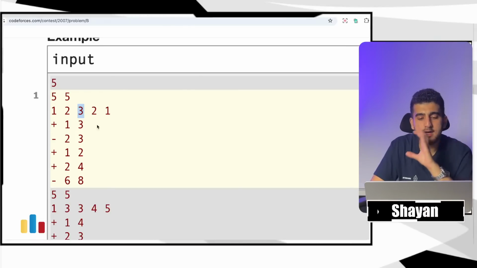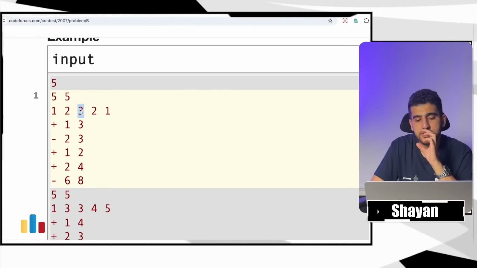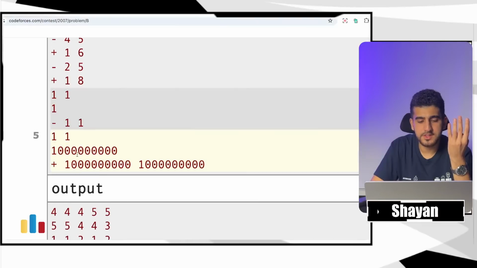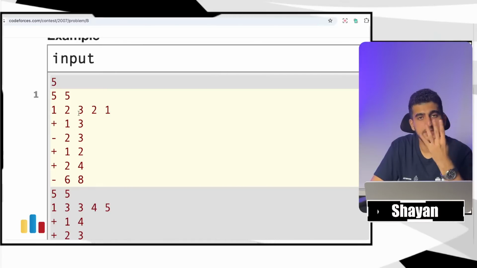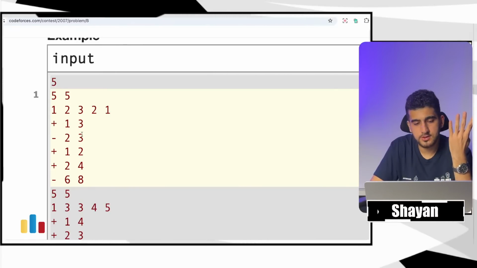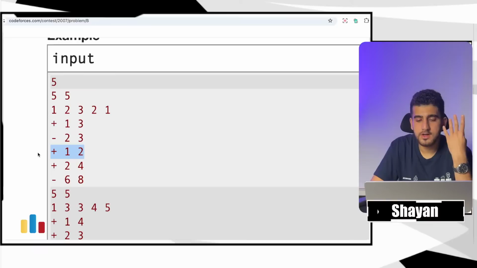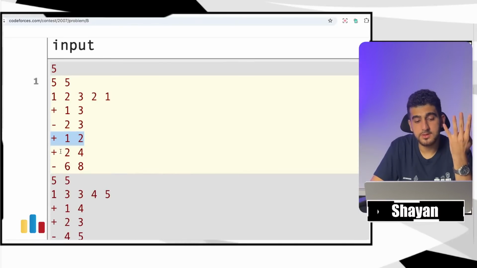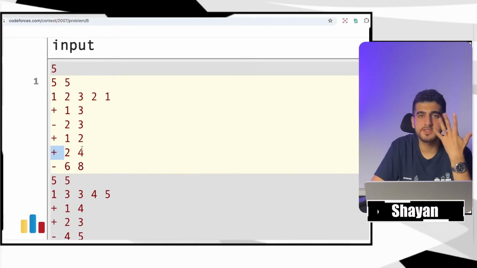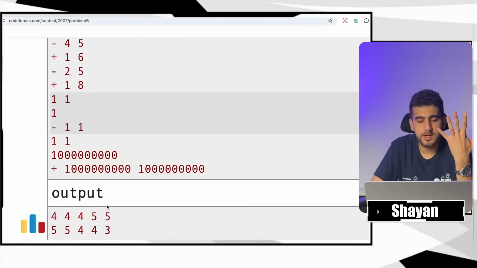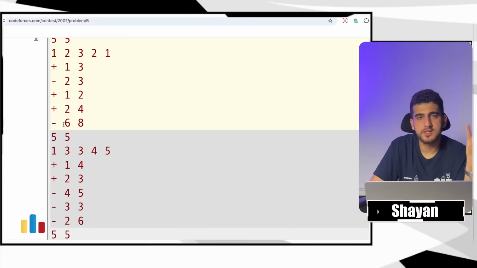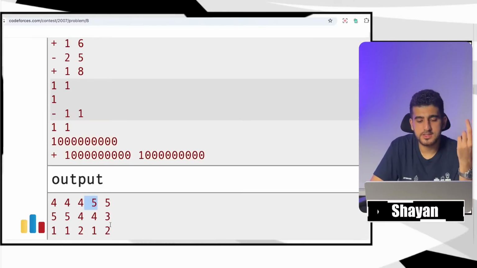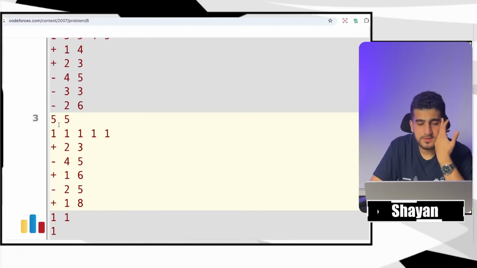When we have plus 1 and 3, this will be increased, so it becomes 4. So the answer to the first one is 4. Then we have minus 2 and 3. Our maximum is 4 now, so it has no effect. Then we have plus 1 and 2. It has no effect, so it remains as 4. Then we have plus 2 and 4, so it becomes 5. Then we have minus 6 and 8. 5 is not in that interval, so it has no effect. It remains as 5.